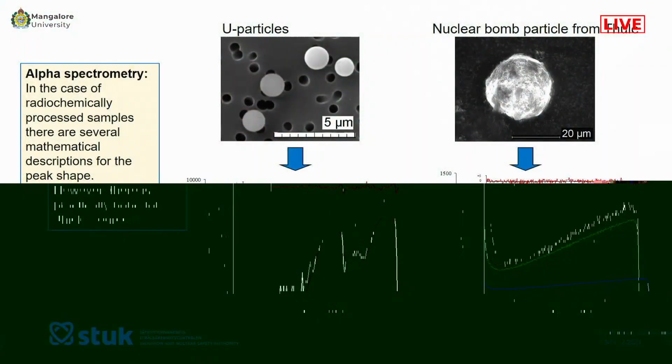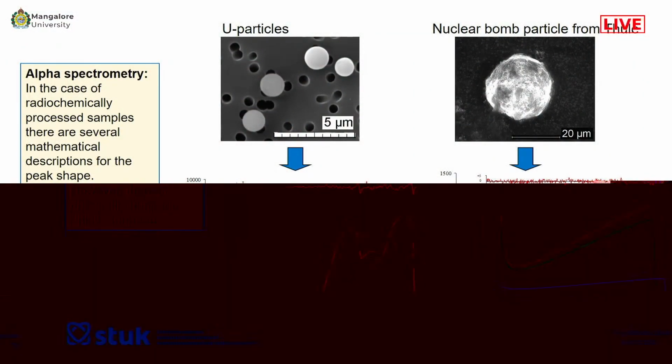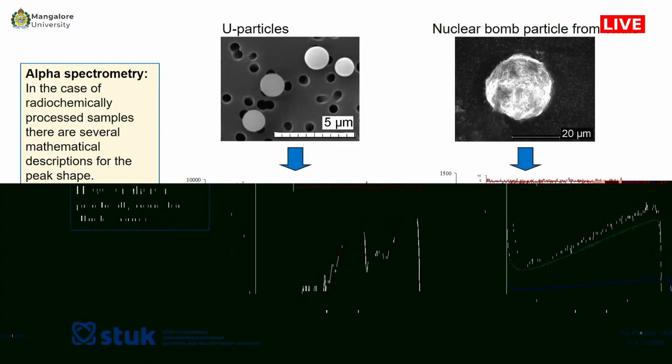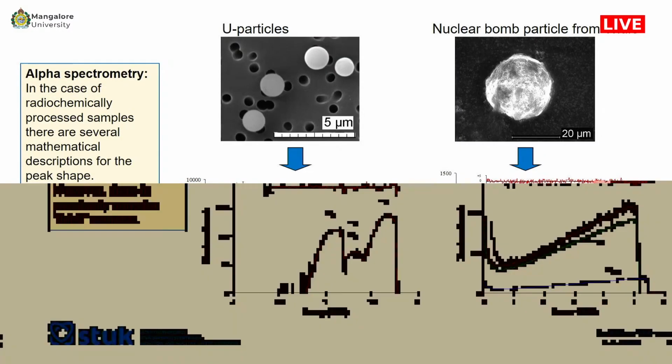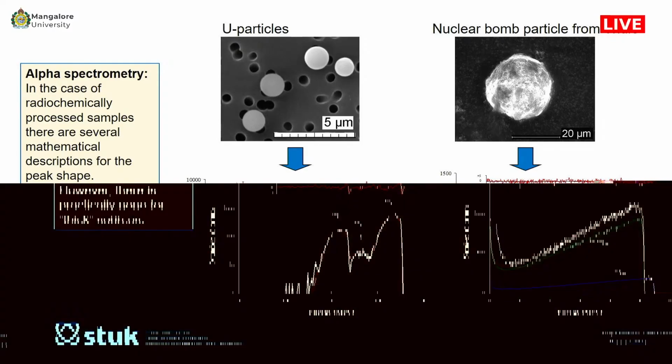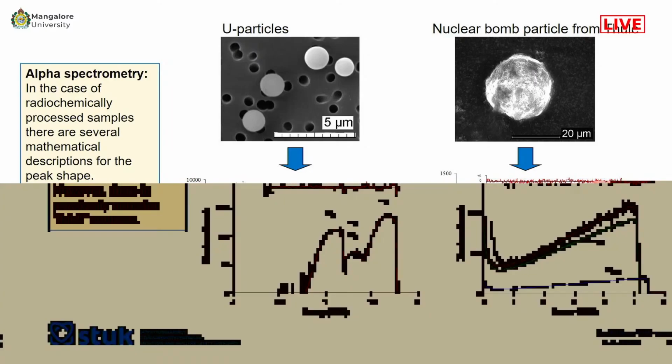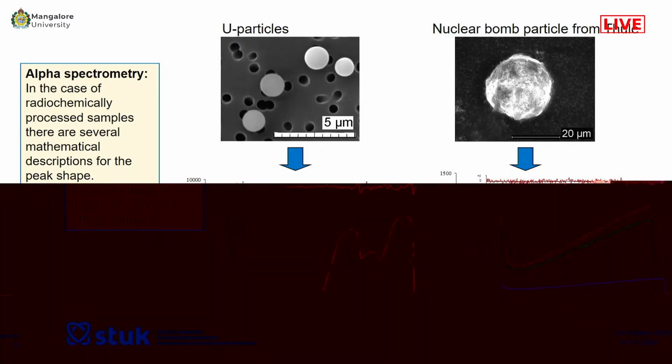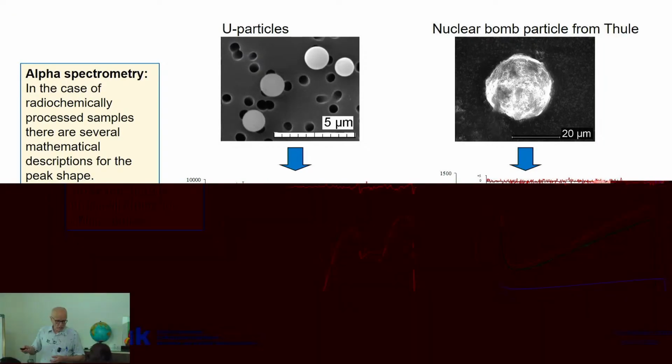In the case of processed samples, there are several mathematical ways to fit the peaks. However, there is none for these sources in general. To fit also this kind of spectrum. This is residual difference between the measured uranium nucleus.